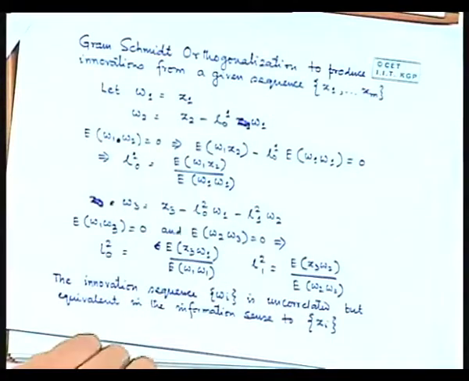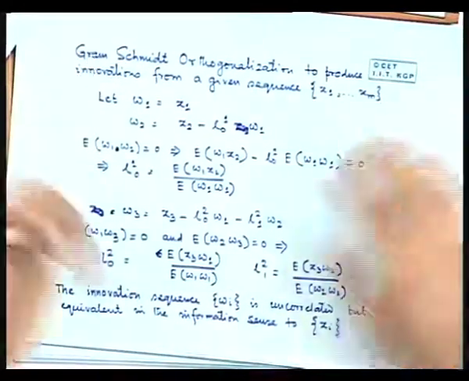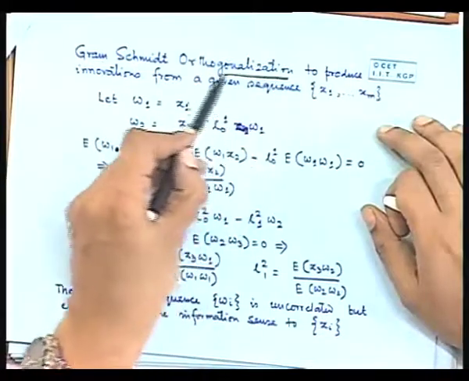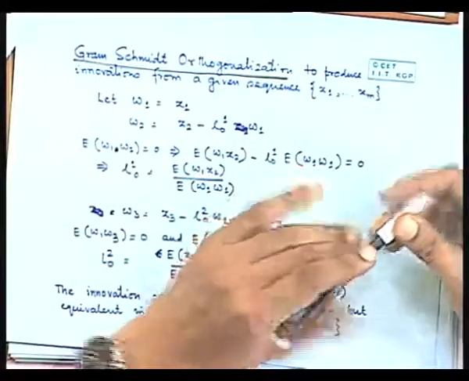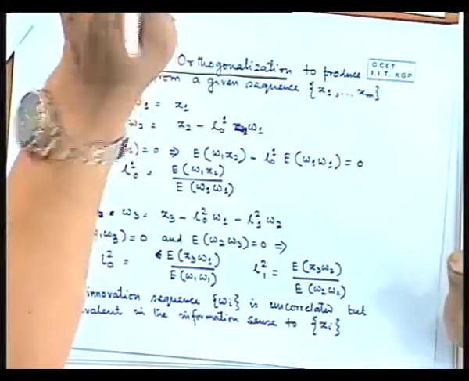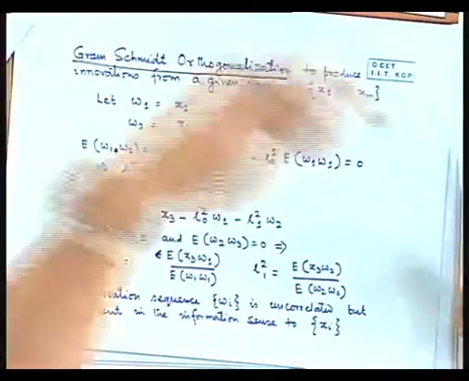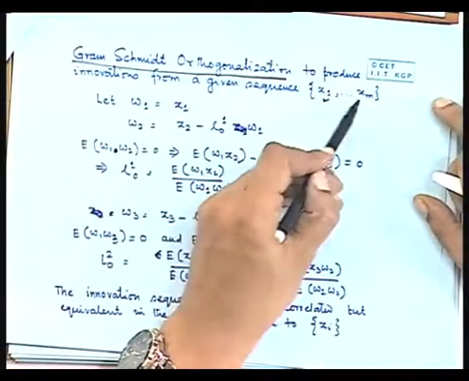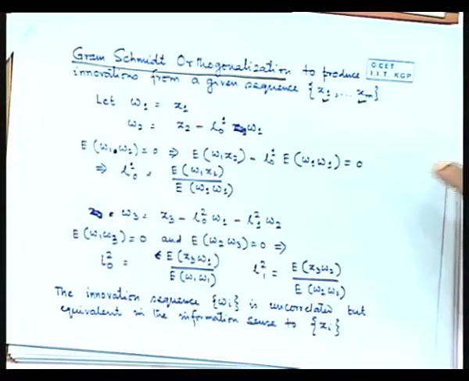So we will have, and this is just one minute, this is a standard mathematical procedure called Gram-Schmidt orthogonalization. It has a very high sounding name, but it merely tries to say that you can easily generate an innovation sequence just by simple substitution. For example, suppose you are given a sequence x1 to xm. How do you transform it into a set of innovations which will contain the same information as x but will be uncorrelated? How do you construct it?